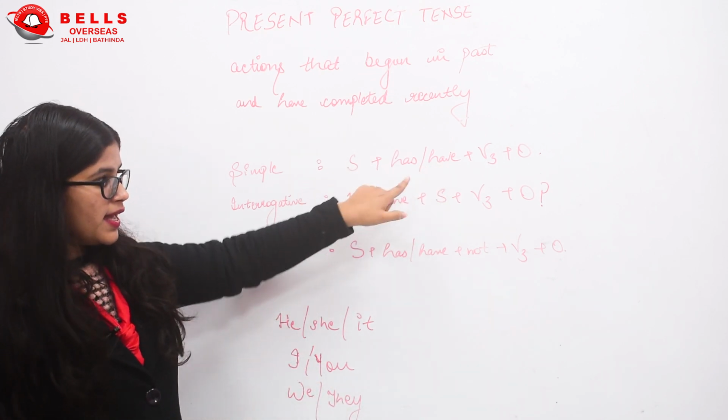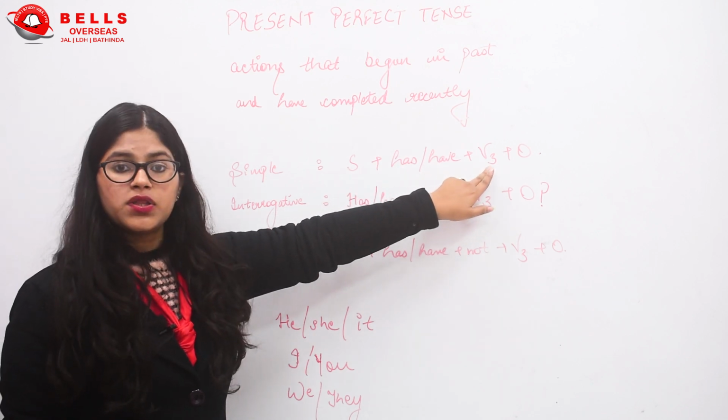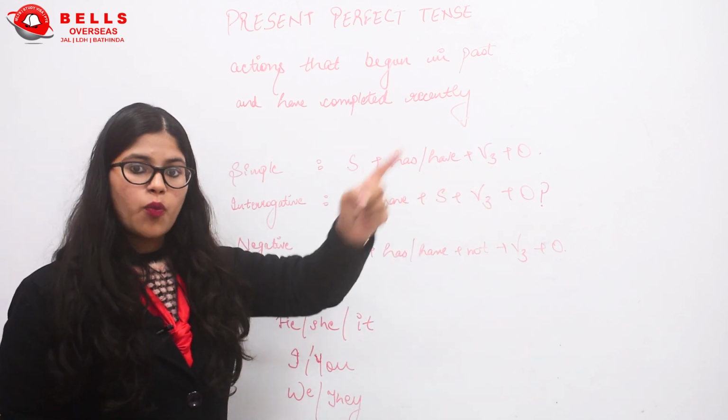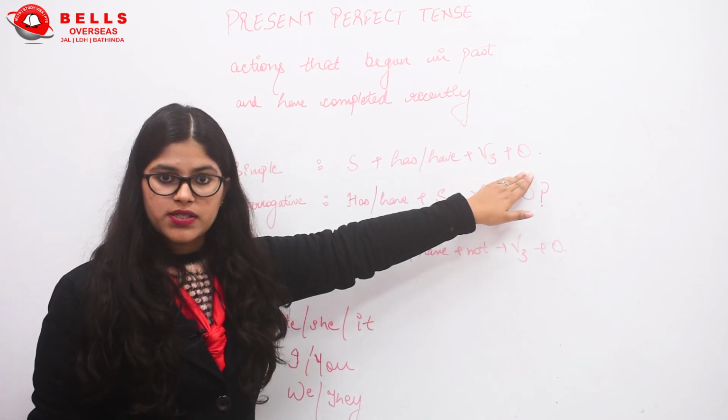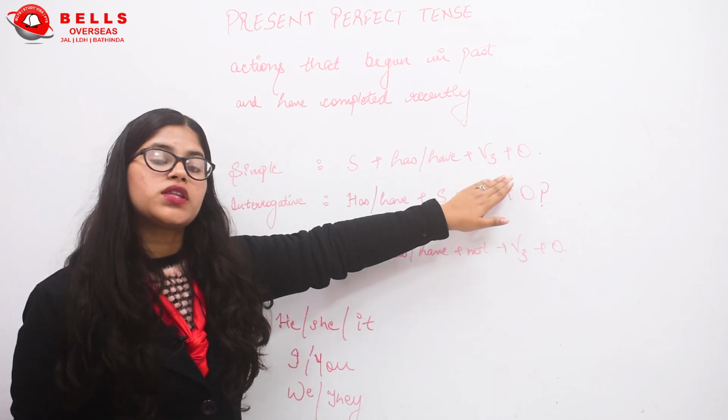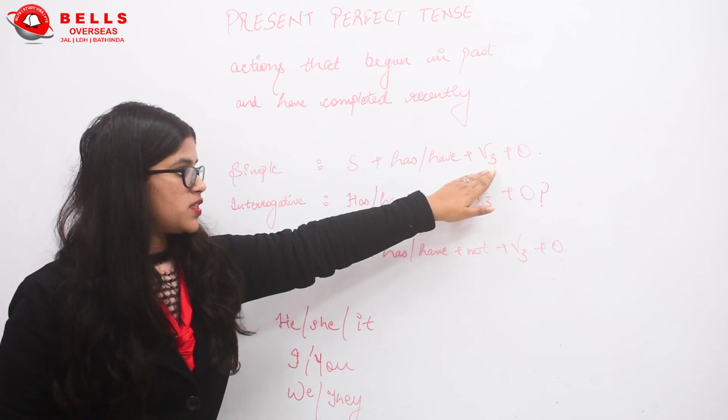So he has verb third form: go, went, gone. He has gone to the market. You'll use verb third form in present perfect tense.